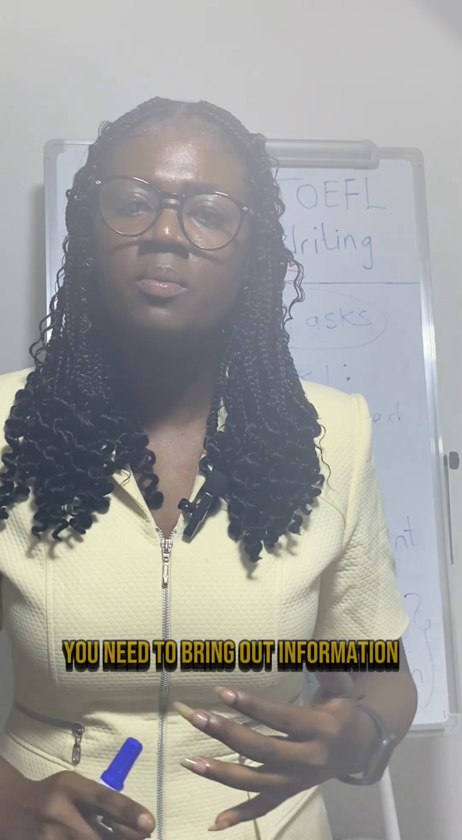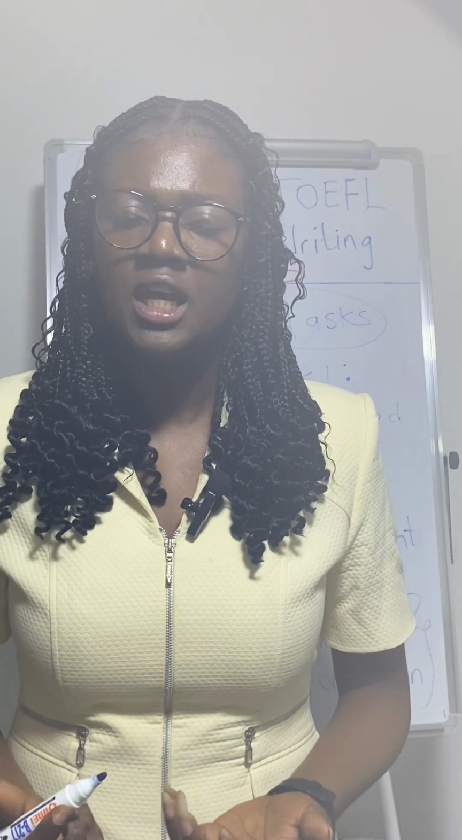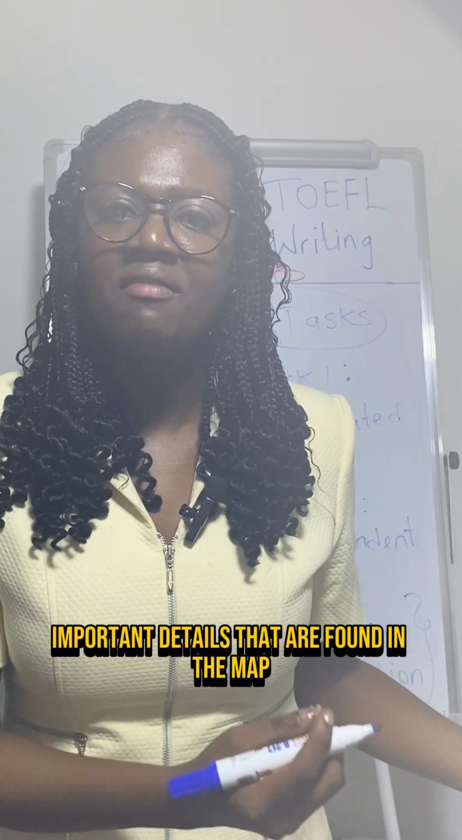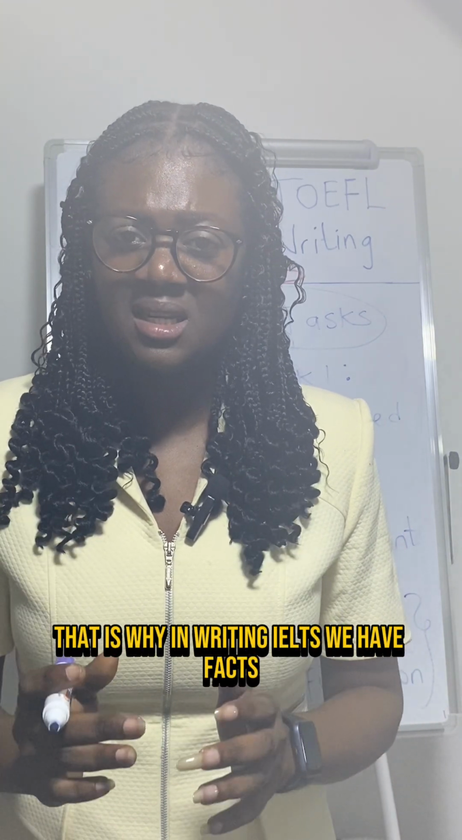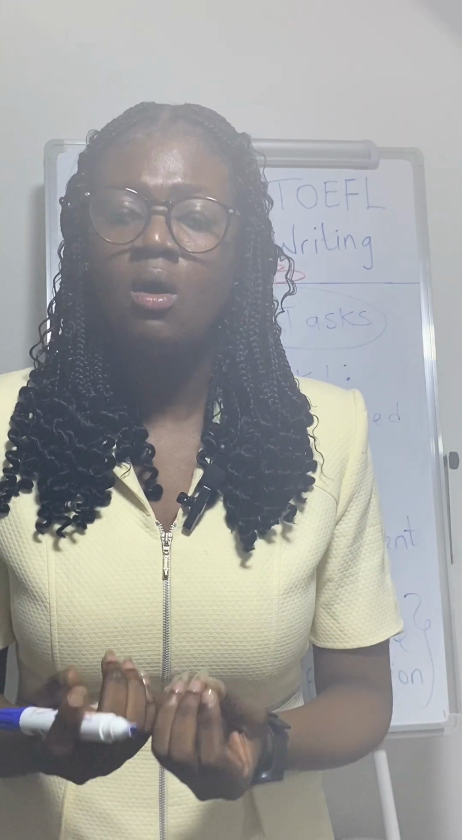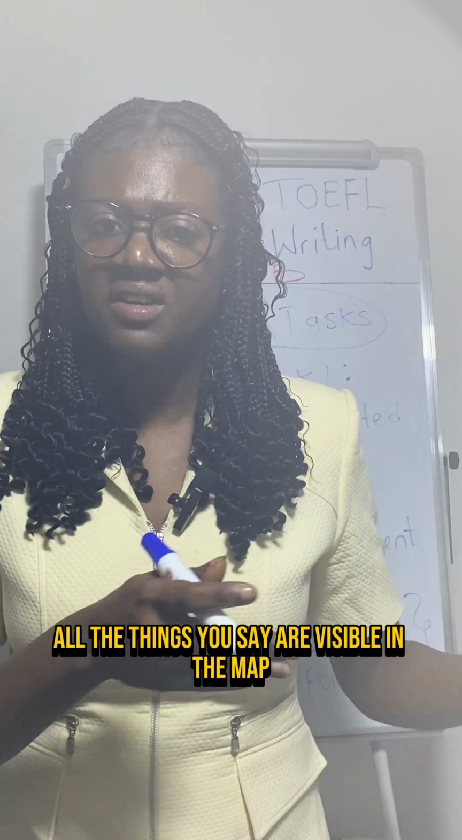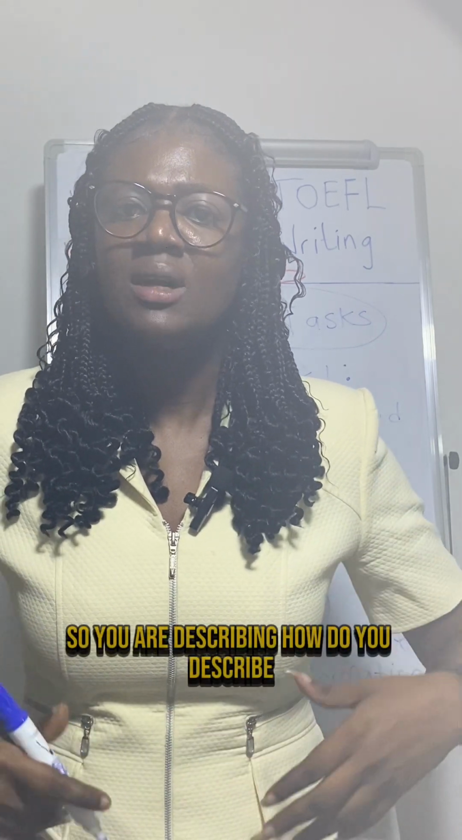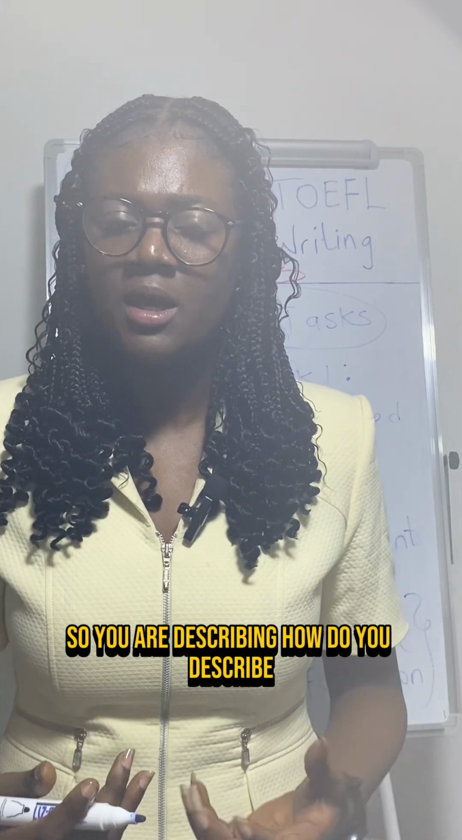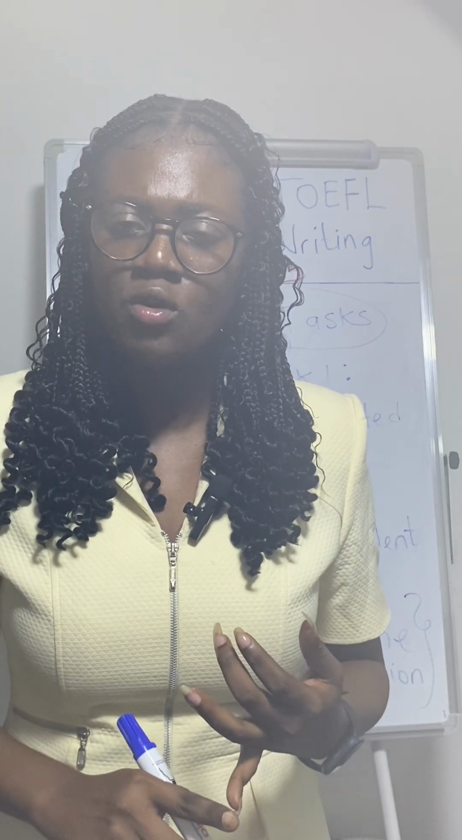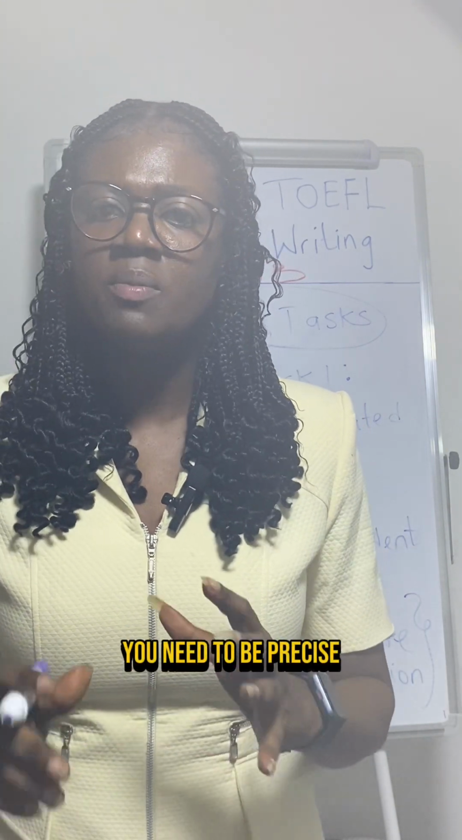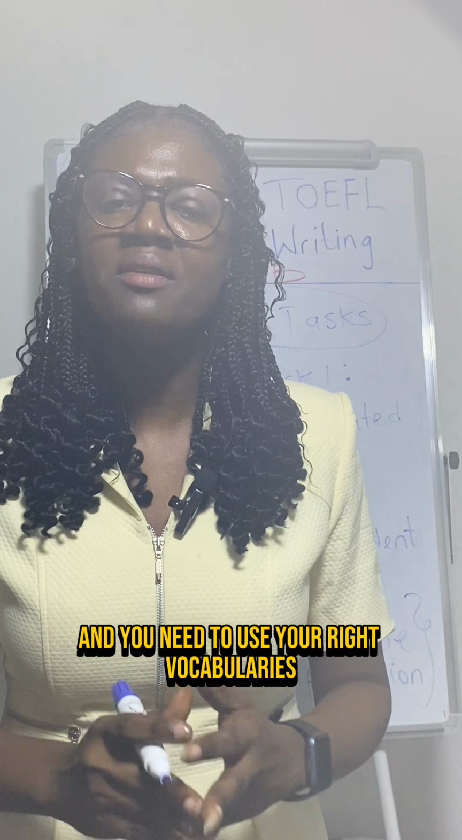In the body, you need to bring out information, important details that are found in the map. That is why in writing in IELTS, we have facts. All the things you see are visible in the map. So you are describing. How do you describe? You describe what you see. You need to do it adequately. You need to be precise, and you need to use the right vocabulary.